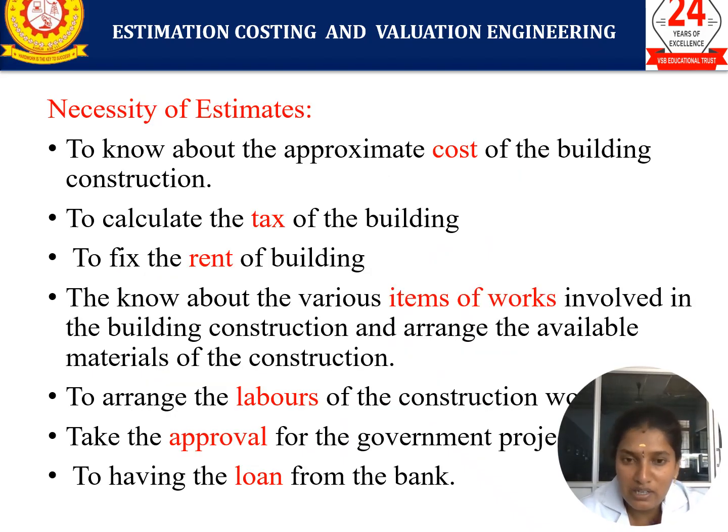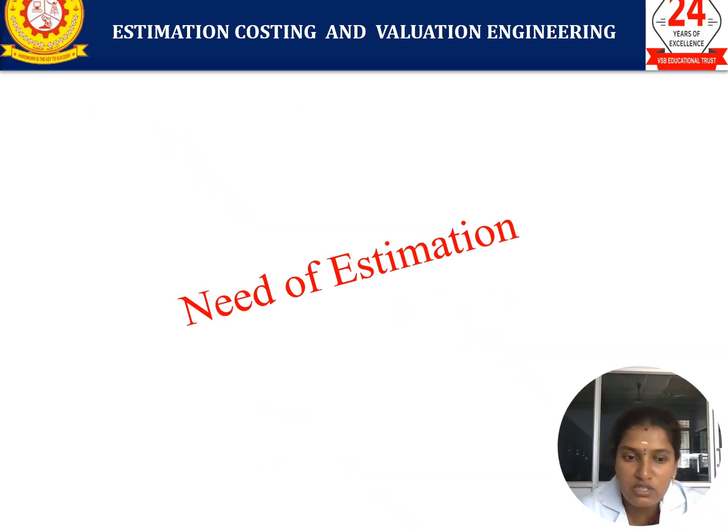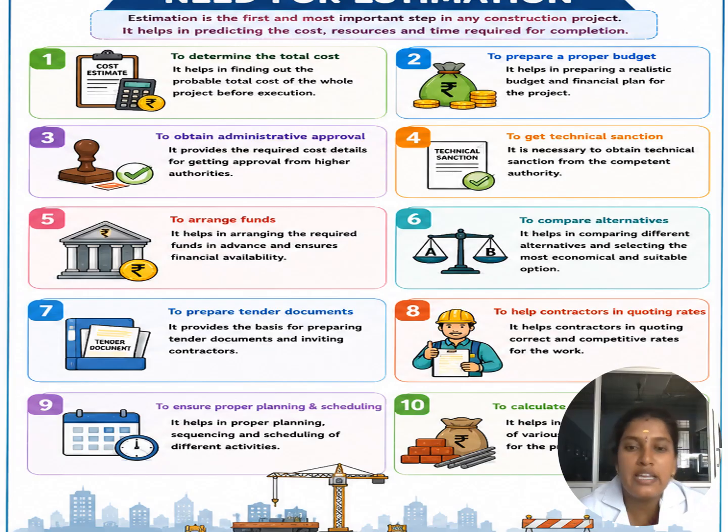I'm explaining here also, right? So we do the approximate cost of the building, to calculate the tax and rent, and also we should know the various items of work involved in the building construction, and we have to arrange the labor for the construction process to complete the project, and for the approval and for the loan purpose, right? So for all those things we need the estimations. And why we need the estimate, we have some points here. Each and everything will depend upon the estimating conditions, right?